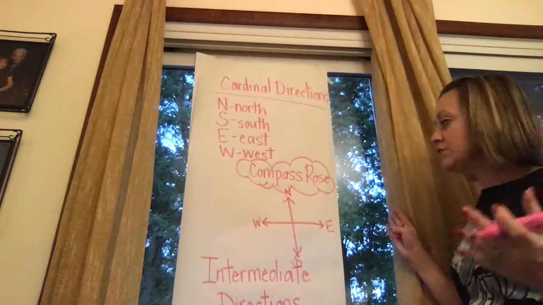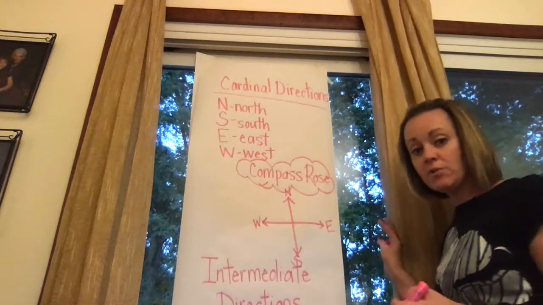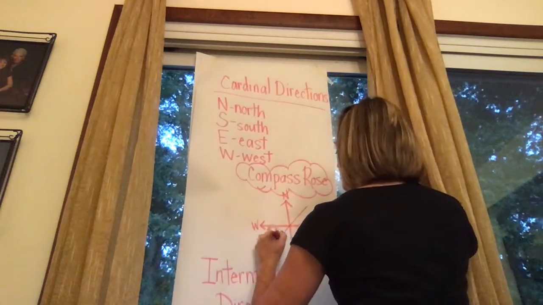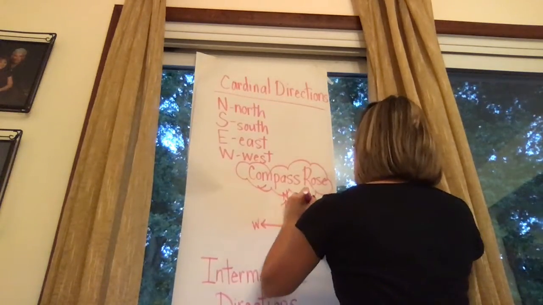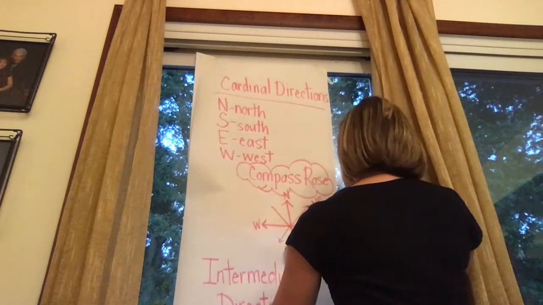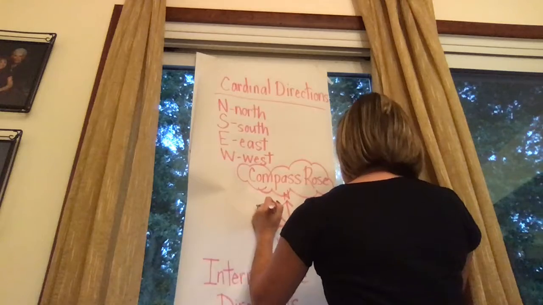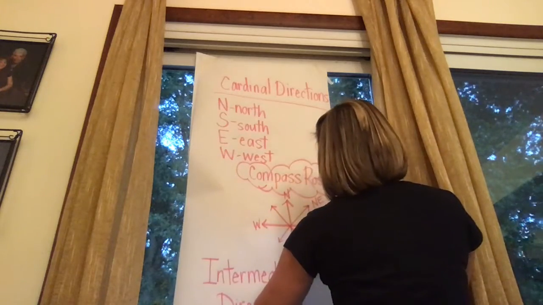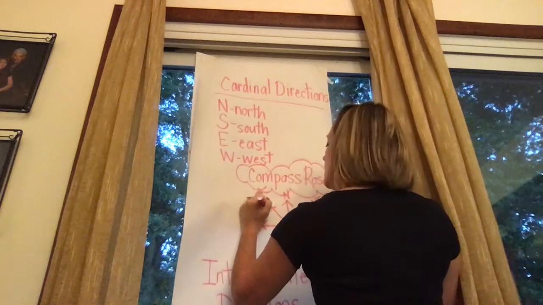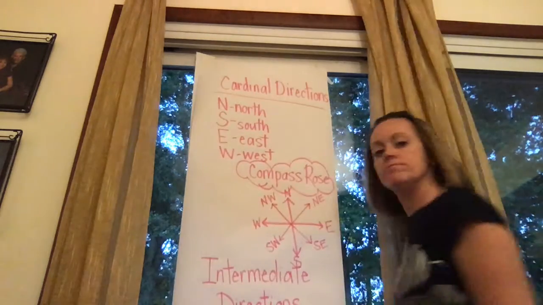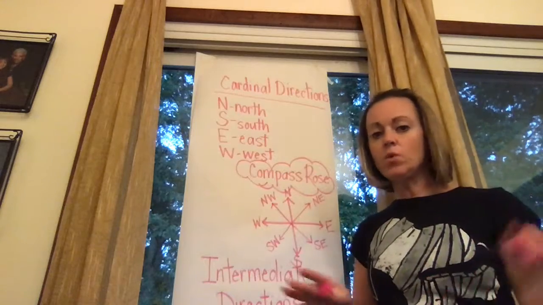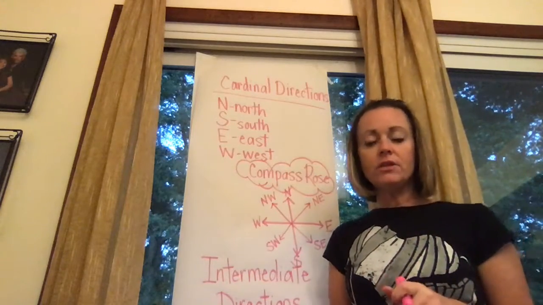And if we need to add our intermediate directions, okay, we would put our lines in the middle of these to make that northeast, southeast, southwest, and northwest. Okay? All right, so hopefully this will get you exactly where you need to be for the sheets.